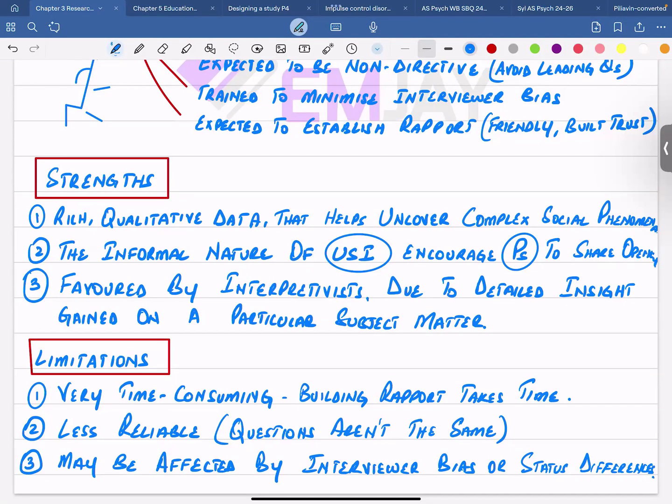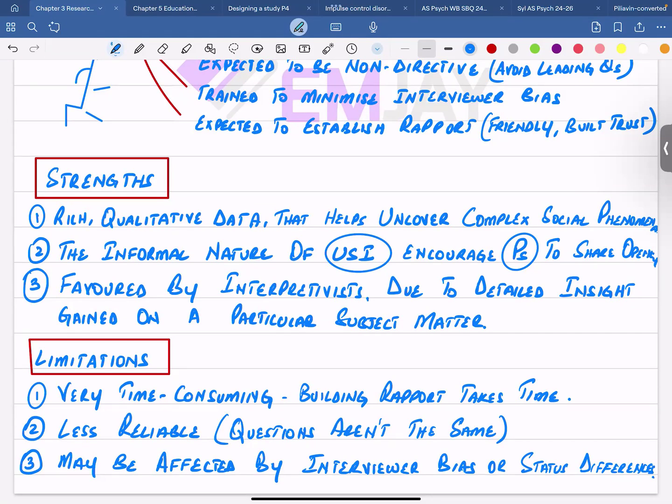The third point, unstructured interviews are favored by interpretivists, because guess what? Interpretivists support the idea of collecting qualitative data. According to interpretivists, the detailed insights gained out of unstructured interviews on any particular subject matter are a lot better than the statistical data that a structured interview could have helped gather.